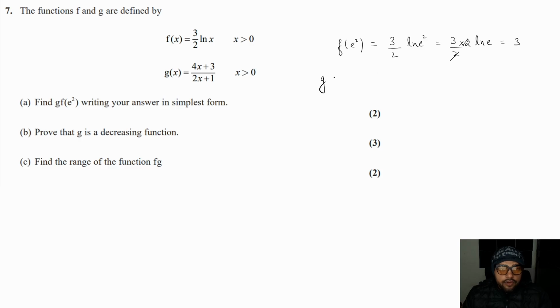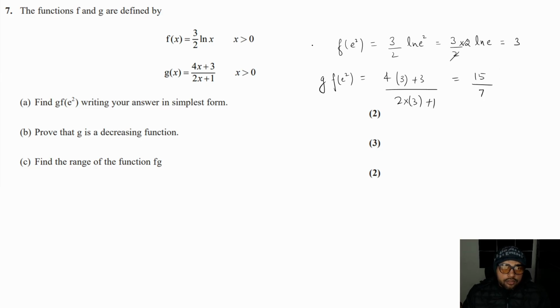Now we need to find gf(e square). We already know that f(e square), the value of the function f when plugging e square, is 3, so we need to plug the value of f(e square) into g(x). So what we'll get is 4 times 3 plus 3 upon 2 times 3 plus 1. So this will be equal to 15 by 7. So the value of this will be 15 by 7.